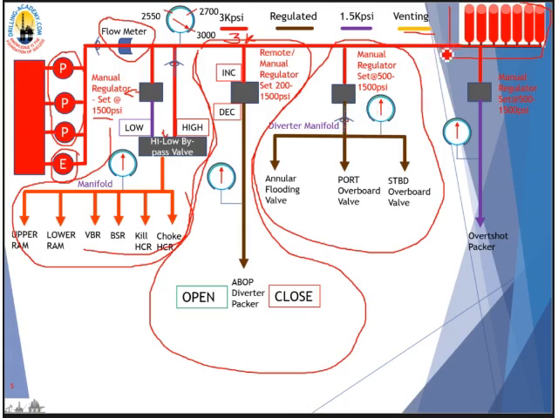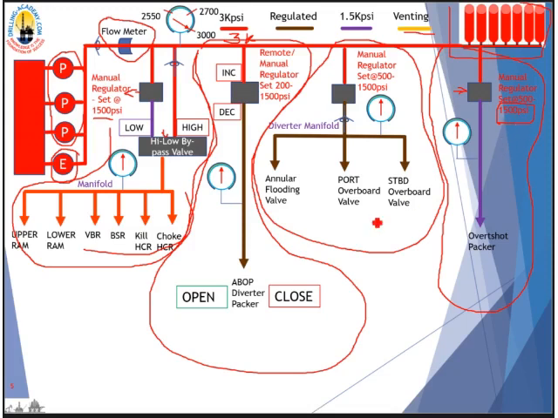And the last branch is for the overshot packer. The overshot packer is operated at 1,500 psi. This is the manual regulator. It is only adjusted and controlled locally, manually, at the cooling unit. It regulates the pressure down from 3,000 psi to 1,500 psi here. You again can't adjust it or control it from the remote control panel.